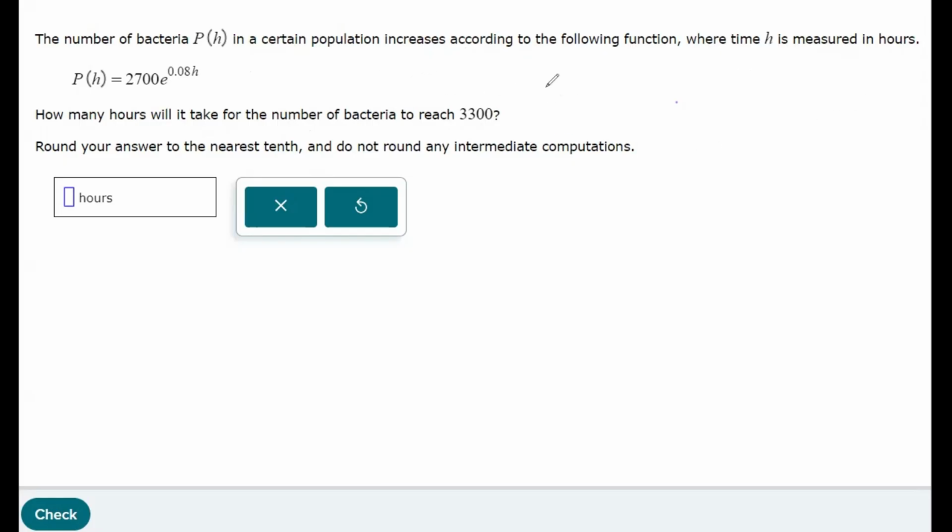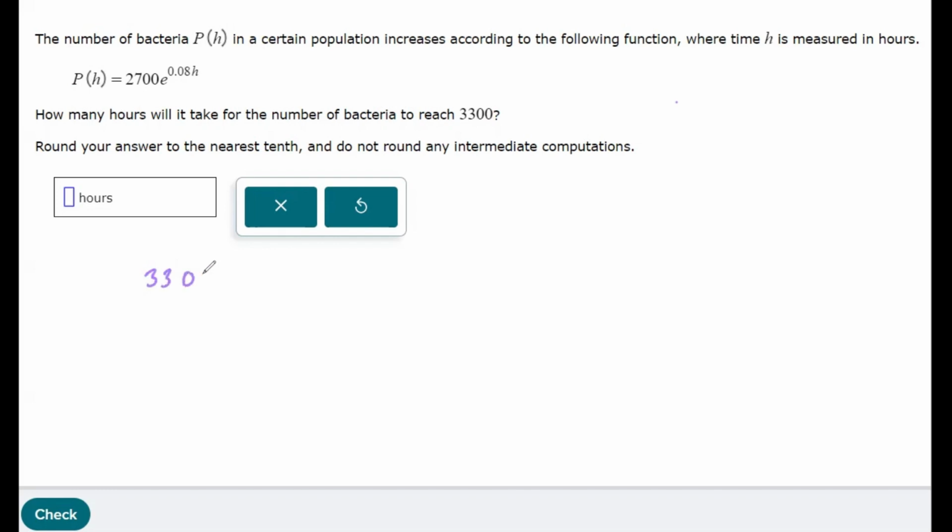So let's make sure we understand the numbers. P of H is going to tell us the number of bacteria, okay? And H is the number of hours after whatever we start in terms of timing. So that's why we need to find the H when we hit this number for P of H. Let's go ahead and try writing this equation first.